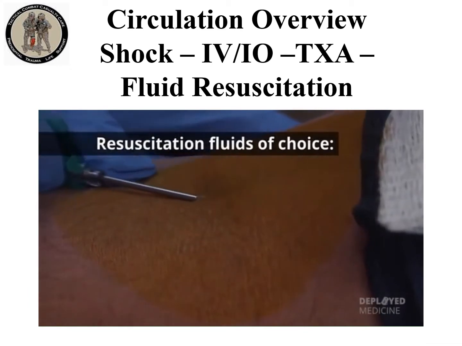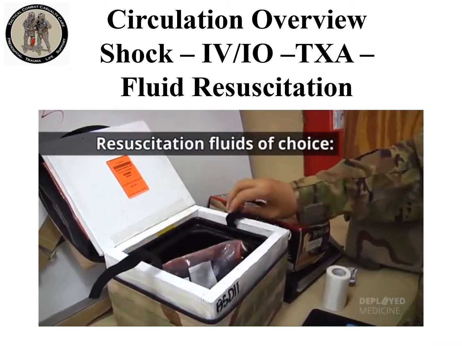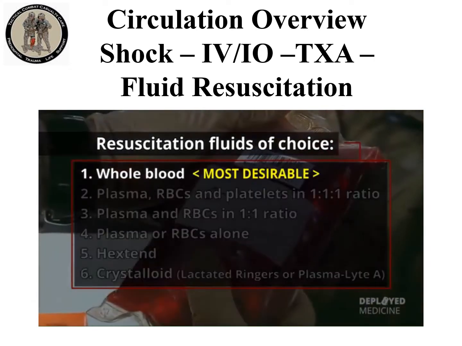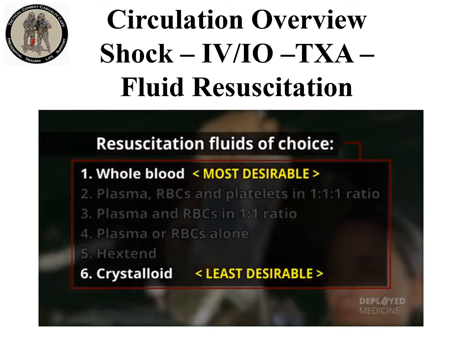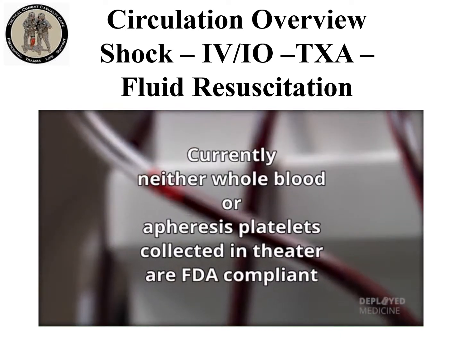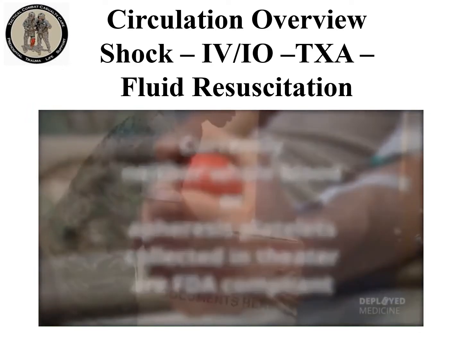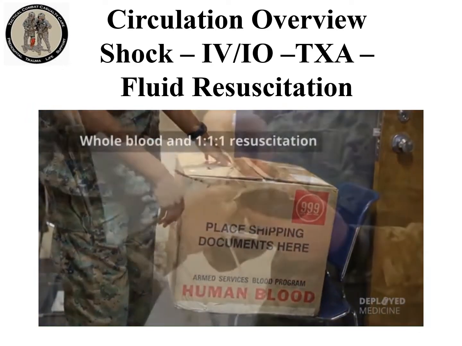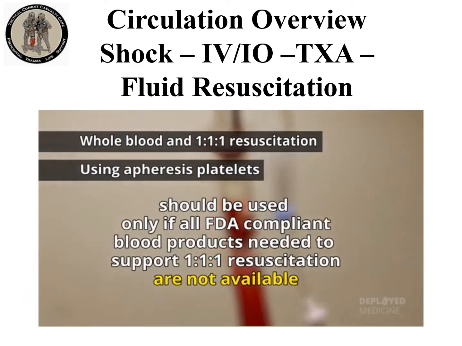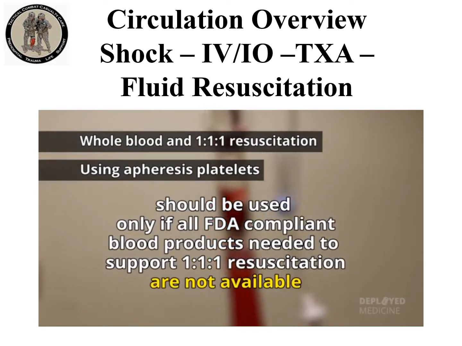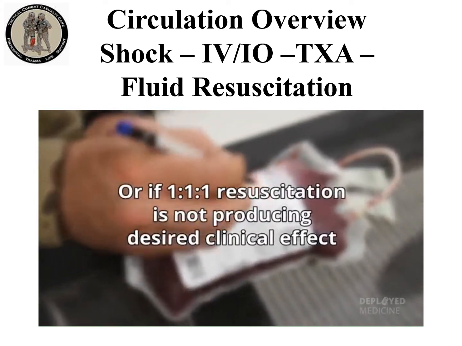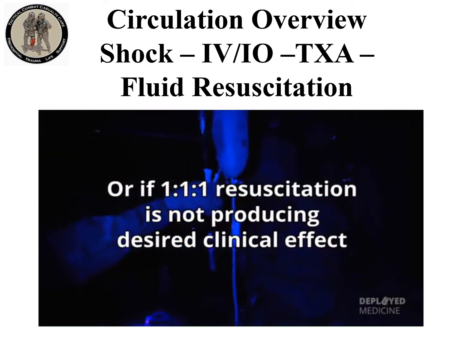The resuscitation fluids of choice for casualties in hemorrhagic shock are shown here, in order from most to least preferred. Whole blood is the most desirable, and crystalloids are the least desirable. Currently, neither whole blood nor apheresis platelets collected in theater are FDA compliant because of the way they are collected. Consequently, whole blood and 1:1:1 resuscitation using apheresis platelets should be used only if all of the FDA compliant blood products needed to support 1:1:1 resuscitation are not available, or if 1:1:1 resuscitation is not producing the desired clinical effect.